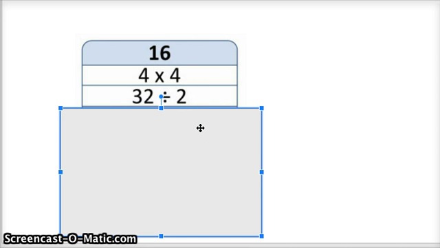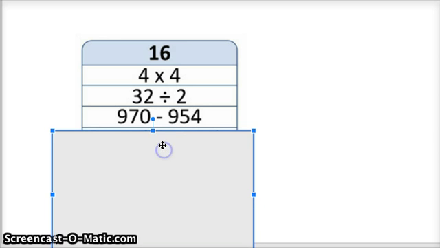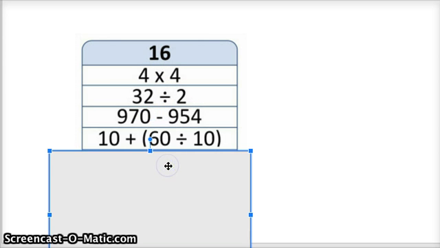Now we're going to go a little bit trickier and pick a number like this, 970 minus 954. If I solved this problem, that would be an equivalent name for 16. Something like this even goes up to 3 steps.